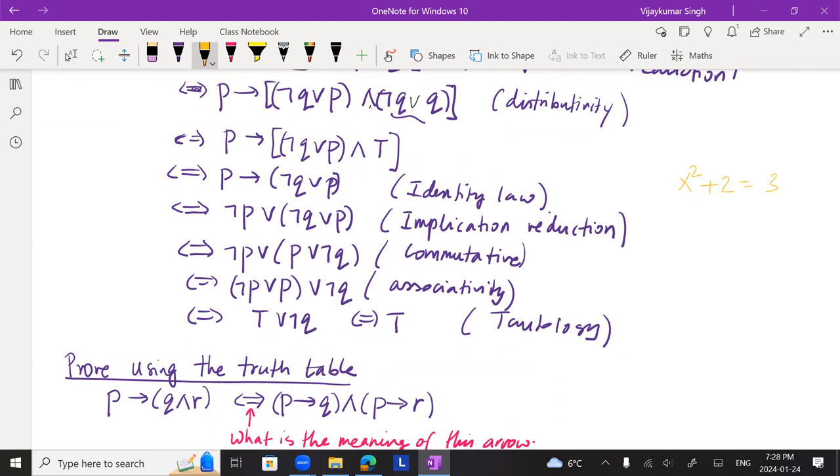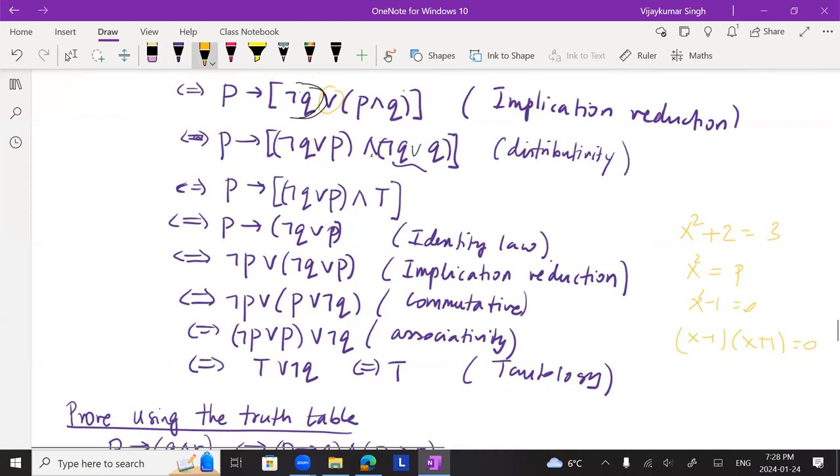So what do we do in algebra? We try to combine things together and simplify. We bring it to the other side, so we have x squared equals 1, then x squared minus 1 equals 0, (x minus 1) times (x plus 1) equals 0, and then we solve it. The same thing here as well.